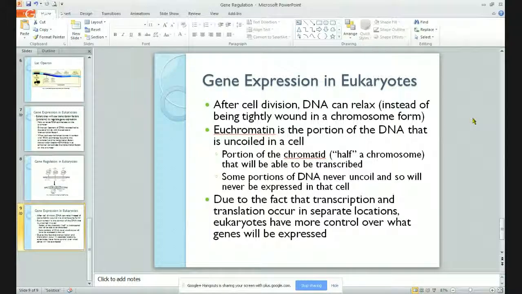The euchromatin is going to be the portion of the DNA that is uncoiled in the cell. Since it isn't all wound together, all the different proteins can get in to do the transcription. So euchromatin is the good part that's going to be able to be transcribed. Now remember, we're in eukaryotes, so we've got those introns and exons. Some portions of the DNA never uncoil and so will never be expressed in that cell.